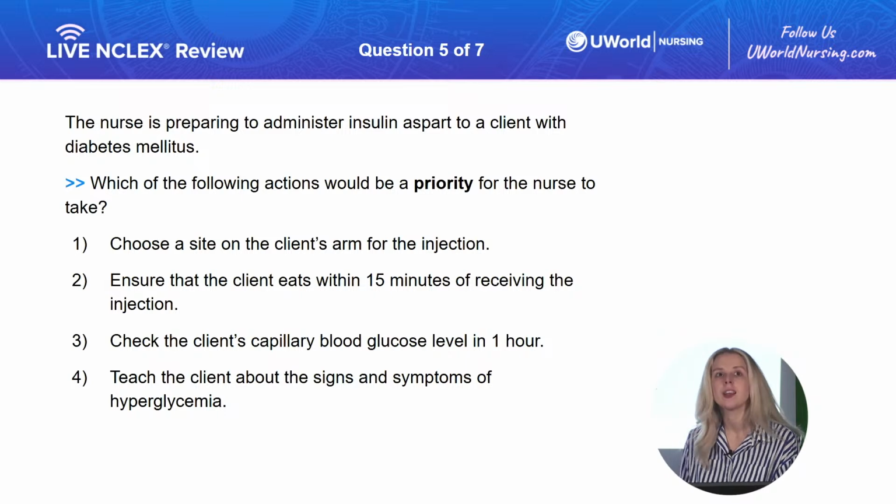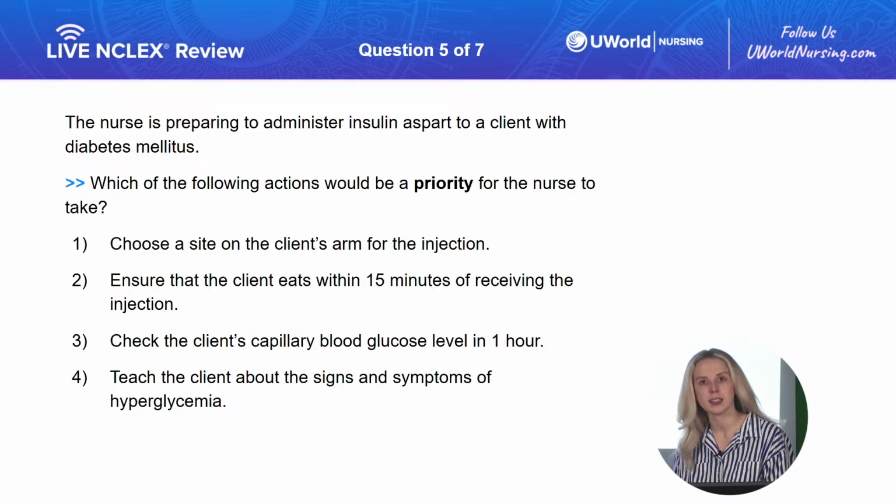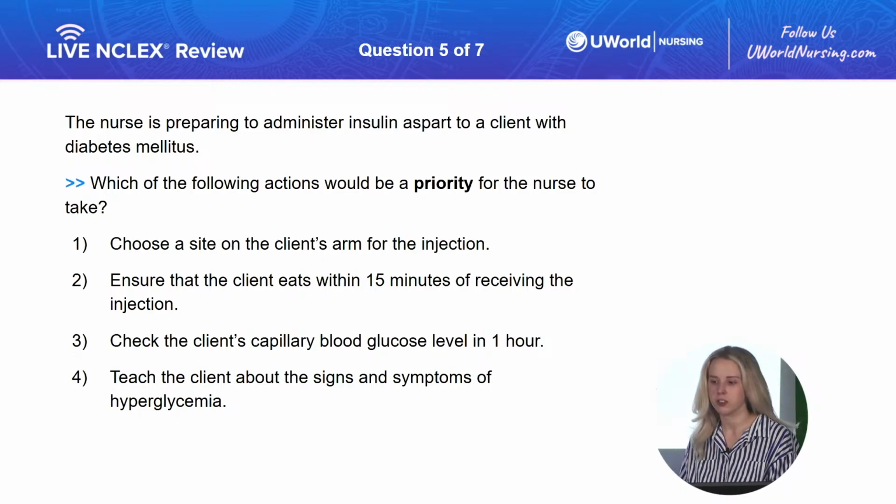Great job, you guys. Question 5, the nurse is preparing to administer insulin aspart to a client with diabetes mellitus. Which of the following actions would be a priority for the nurse to take? 1 is choose a site on the client's arm for injection. 2 is ensure the client eats within 15 minutes of receiving the injection. 3 is check the client's CAP blood glucose level in 1 hour. 4 is teach the client about signs and symptoms of hyperglycemia. Drop those answers in the chat. Let us know what you all are thinking.